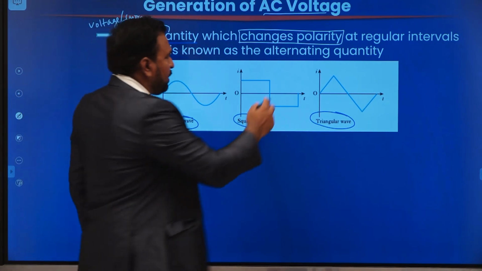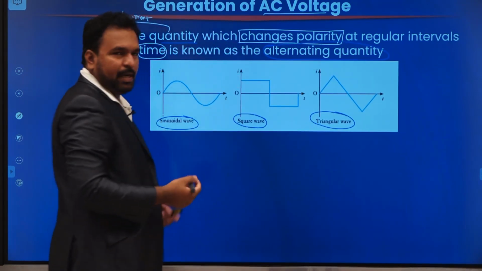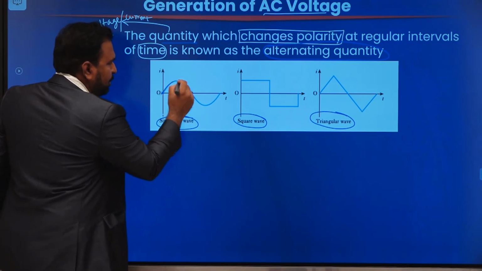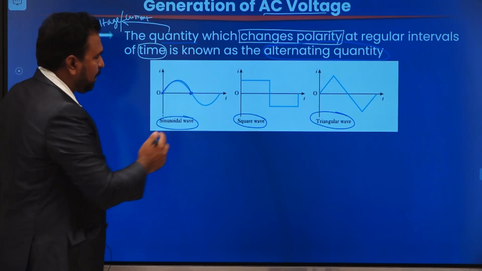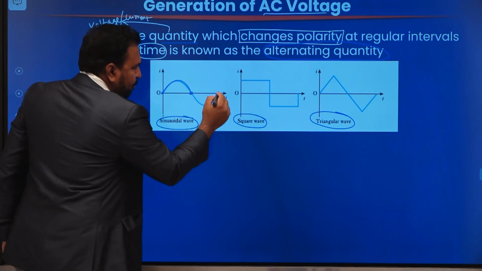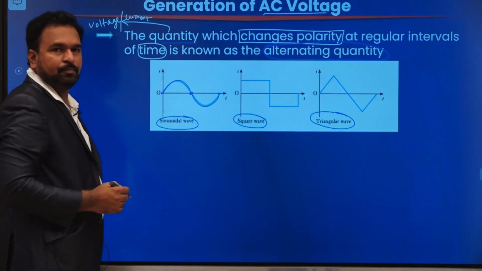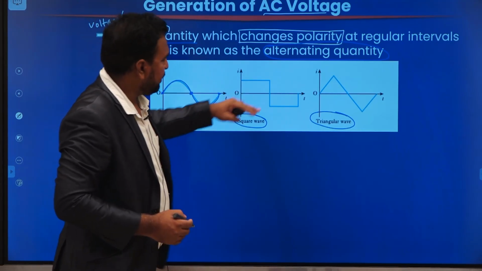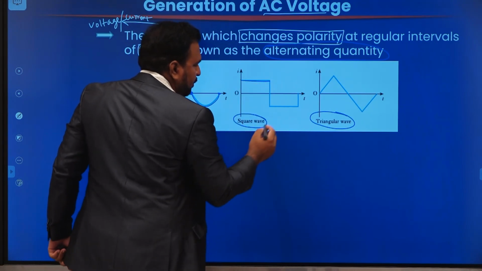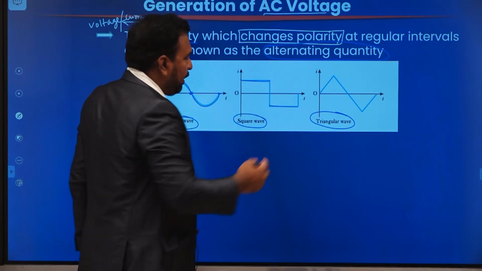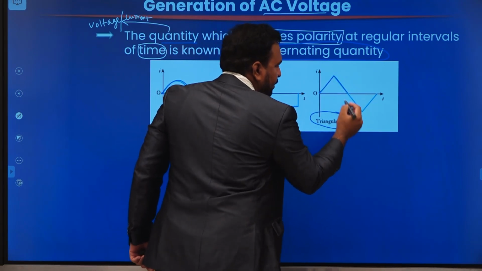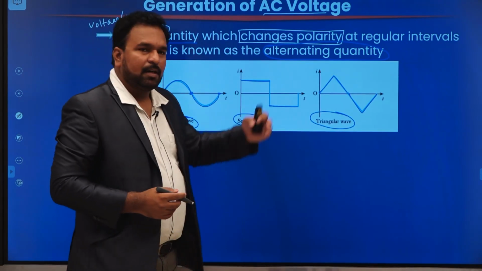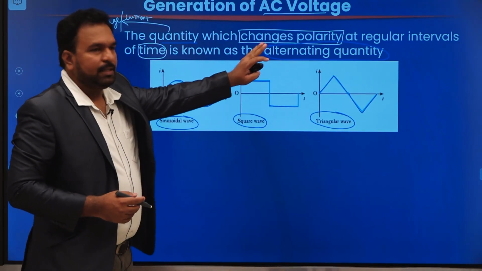All these three waveforms are called alternating quantities because, if you observe here, from 0 to a certain instant of time the magnitude is positive, above the x-axis, above the time axis, and from this point to this point the magnitude is negative. So for some time it is positive, for the remaining time it is negative. Similarly, if you see here, the polarity is positive here and negative here. And in the case of the triangular waveform, the polarity is positive here and negative here. That's why these quantities are called alternating quantities.